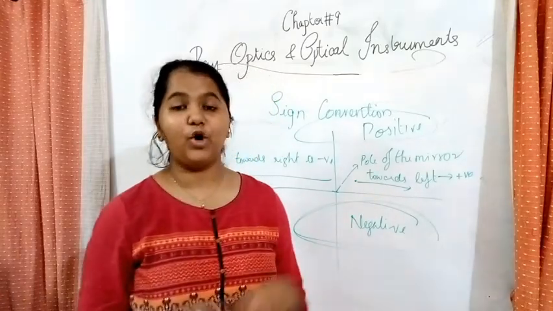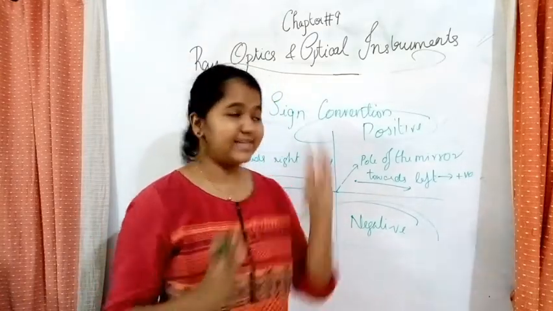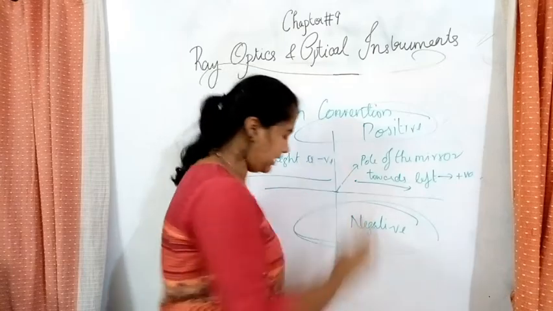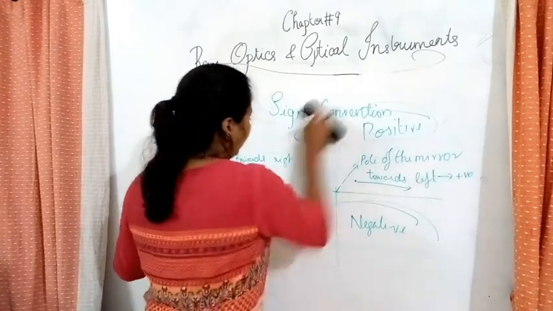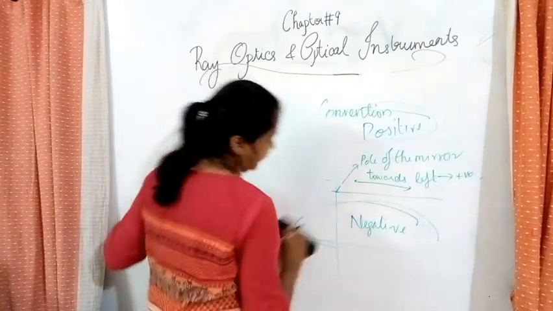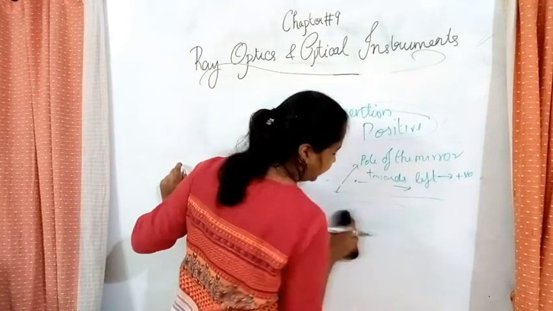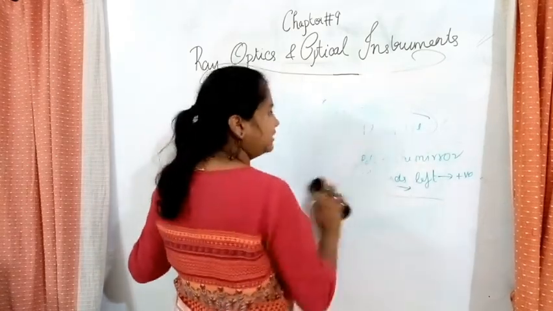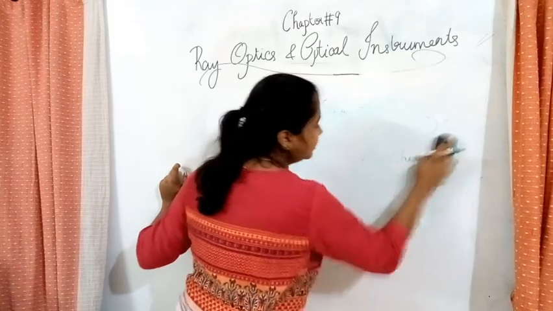So what did we say? What are all the sign conventions? One is that when you move from the pole of the mirror. Let's take an example. I'll just give you a small example. We'll go in depth when we are learning more about ray optics.